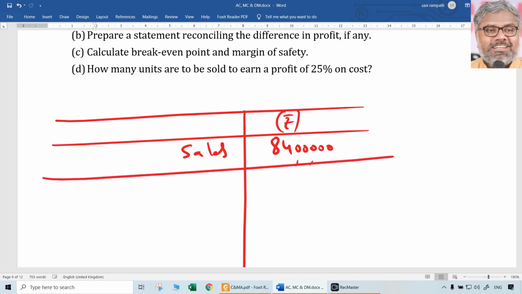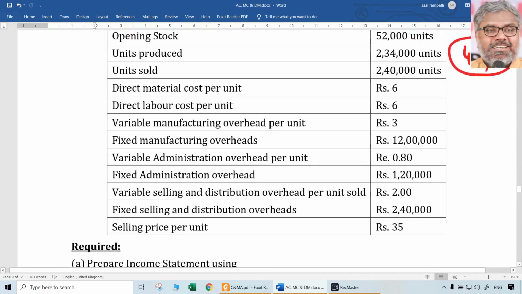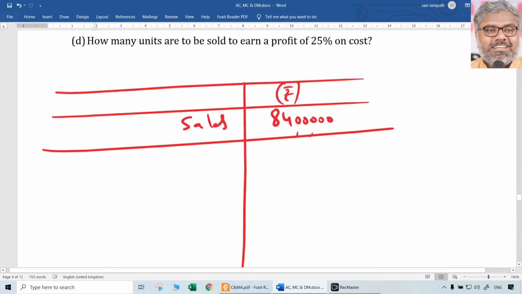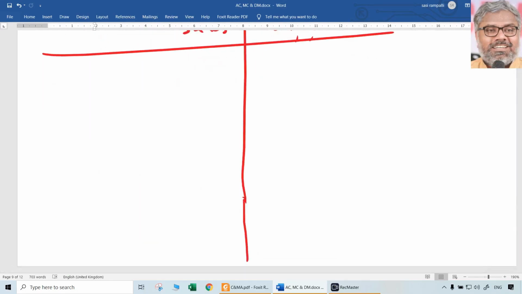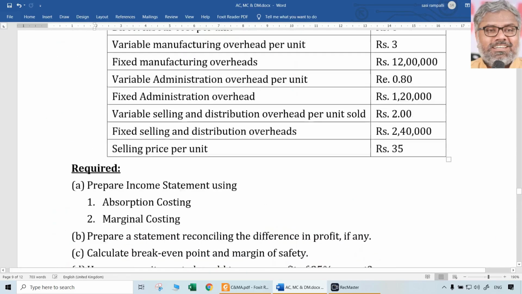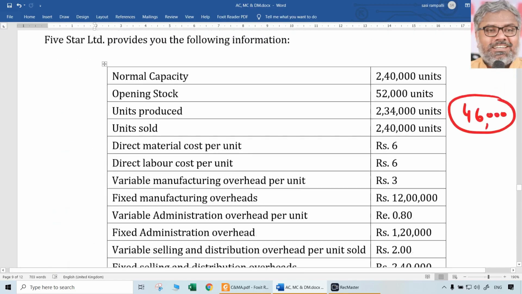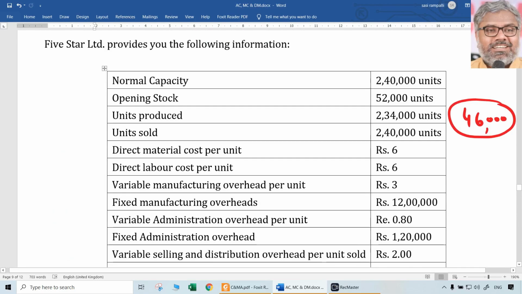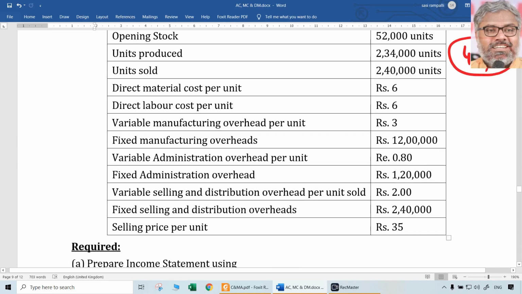Then we need all the costs, and we are looking at absorption costing. Keep that in mind. So in the absorption costing, we have to take all the costs including fixed manufacturing overheads. So let us take one by one what are all the items to be included in cost of production. So direct material cost, direct labor cost, variable manufacturing overheads, fixed manufacturing overheads also should be included in absorption costing method. So how many units are produced? Let us look at that. How many units are produced? 2,34,000 units are produced. So 2,34,000 into 6.